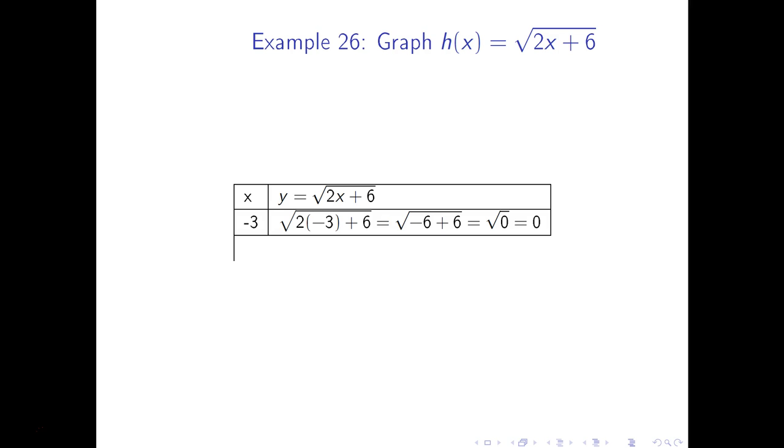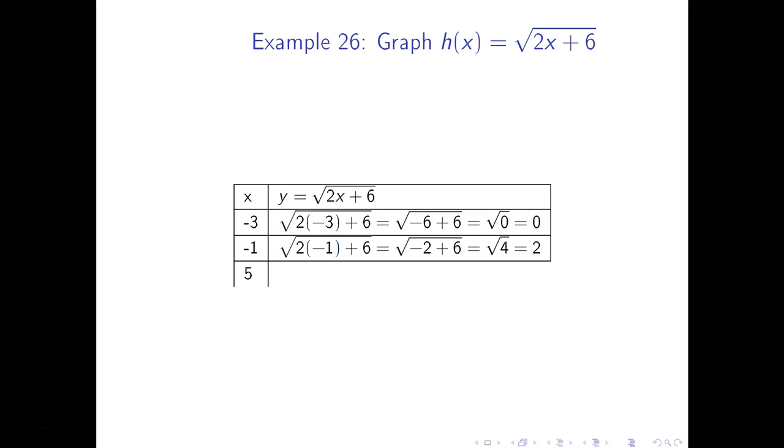All right, so we have our first point. Now, I'm going to give you another x value, -1. Again, I want you to plug it in and find the y value that's associated with it. Go ahead. All right, if you do that, you get 2 times -1 plus 6, which is -2 plus 6, which is the square root of 4. 4 is a perfect square because 2 times 2 is 4, so it's 2.